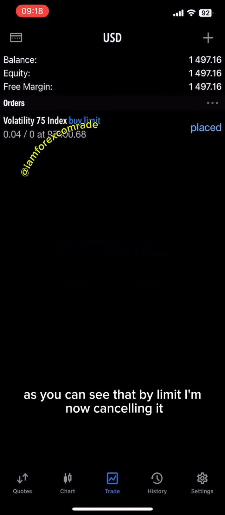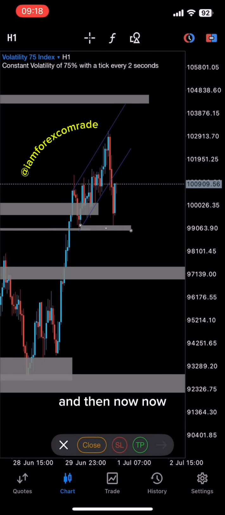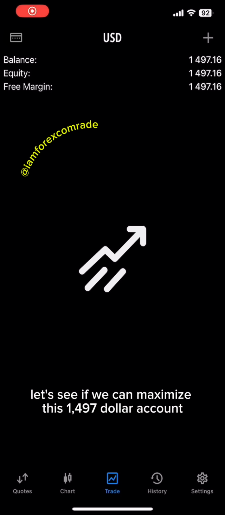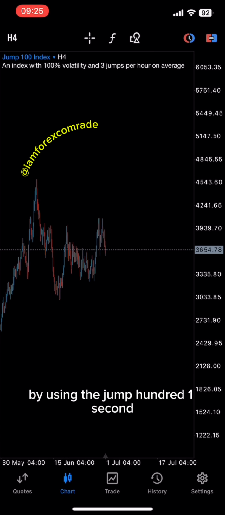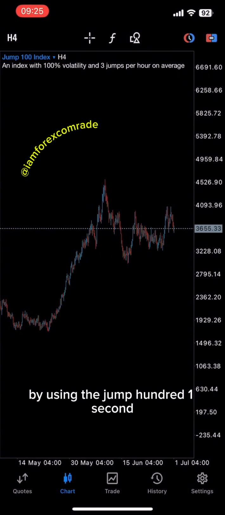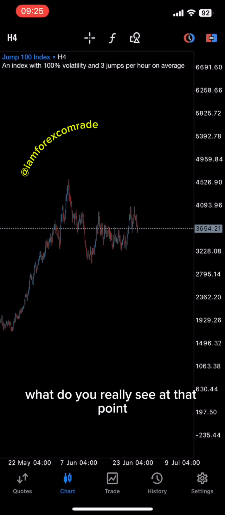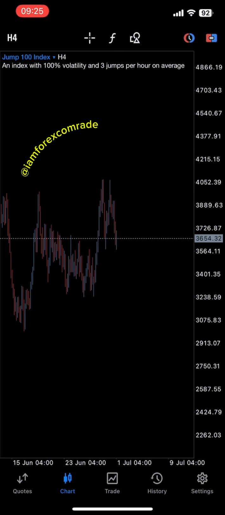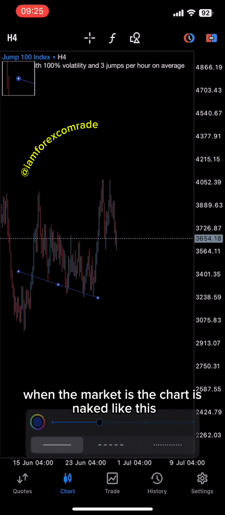As you can see that buy limit, I'm now canceling it. And then now let's see if we can maximize this $1,497 account by using the Jump 100 1 second. So if you can see at this point, what do you really see when the chart is naked like this?